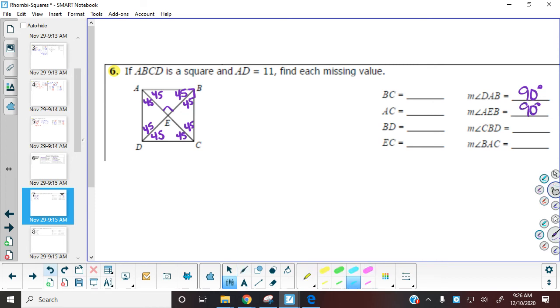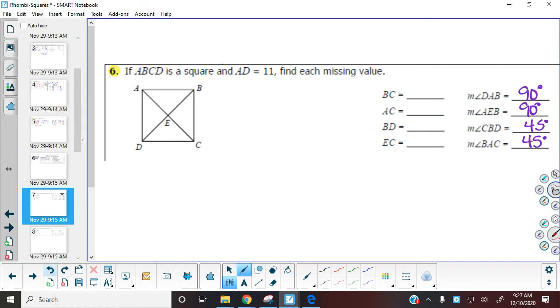If we look at CBD, so C to B to D, that's one of the small angles at the corner. So that one is 45 degrees. And then we've got BAC, so B to A to C. That one's also in the corner. That one is 45 degrees. That's it. Okay, but again, that pattern that you see there is 100% always the pattern for a square. All right, moving on to sides.